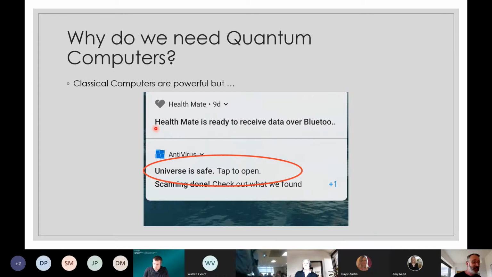Oh, I should say, it popped up yesterday on my phone. My phone obviously thought that it was quite capable of doing almost anything. So it came up, my antivirus check on my phone decided the universe is safe, which I think is slightly exaggerating the power of my phone, even though it's considerably more powerful than the supercomputers of the 1980s.